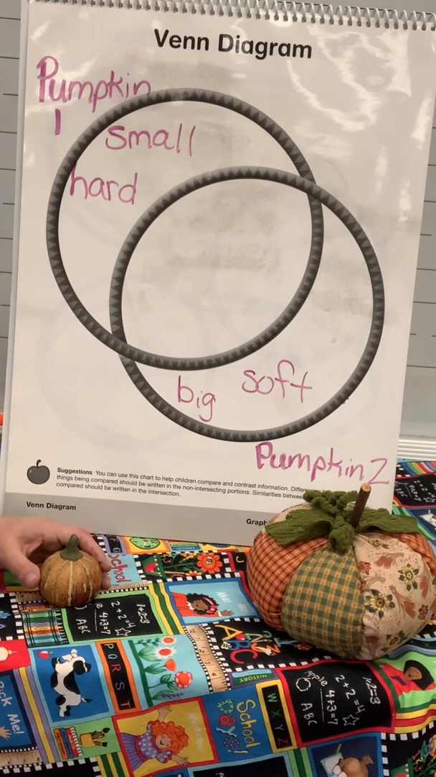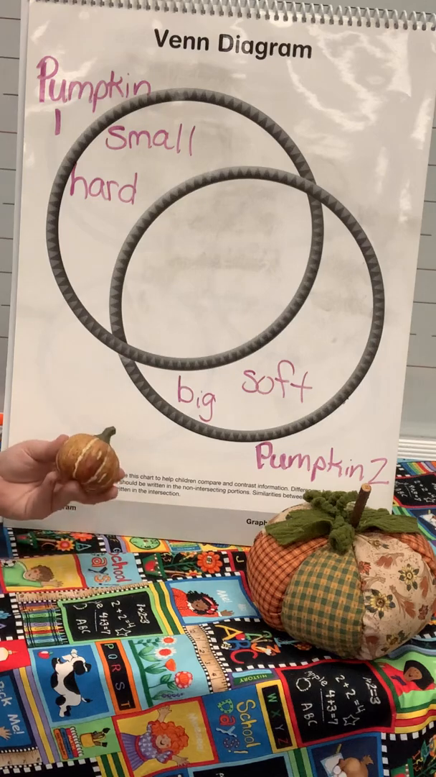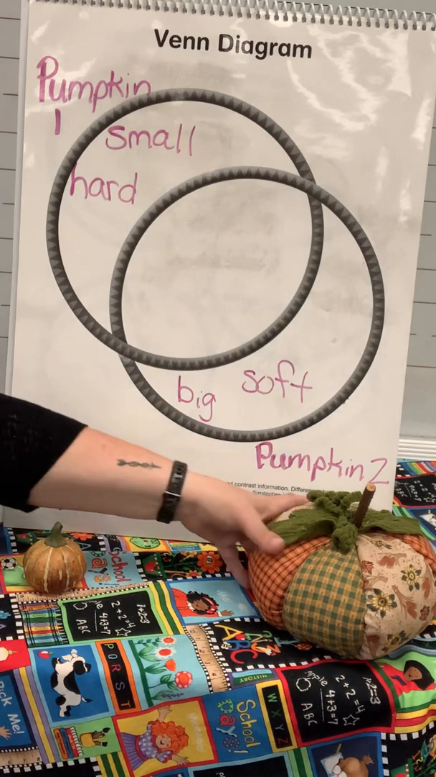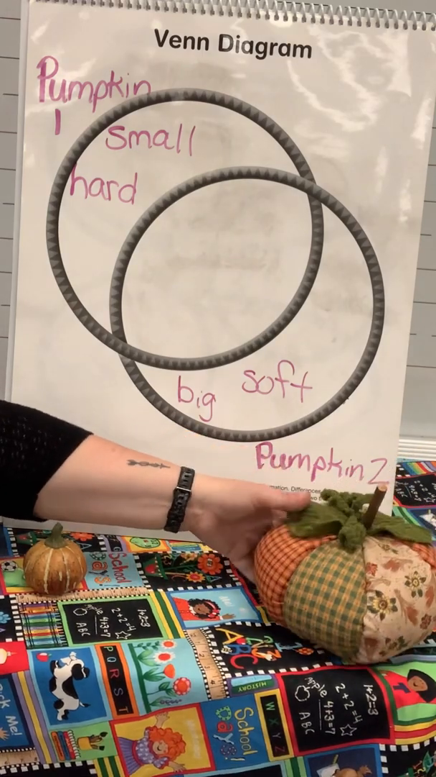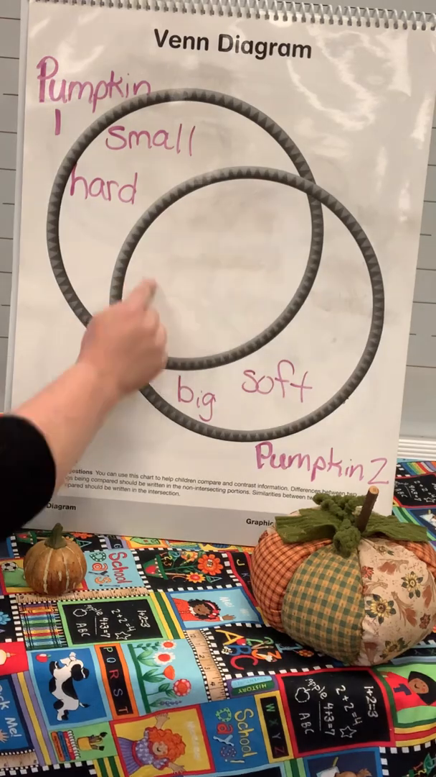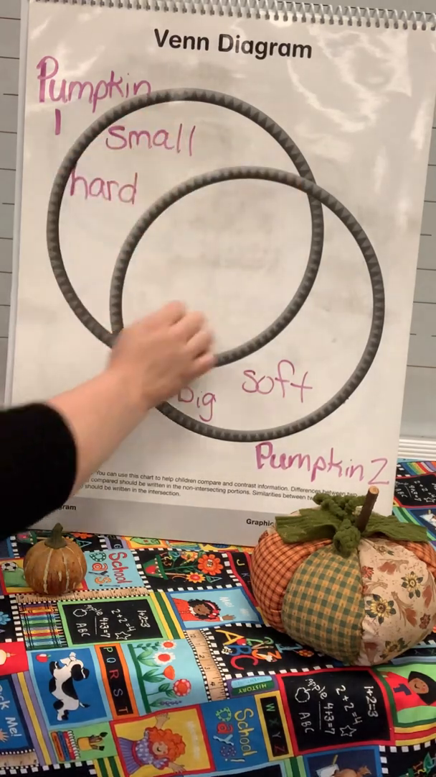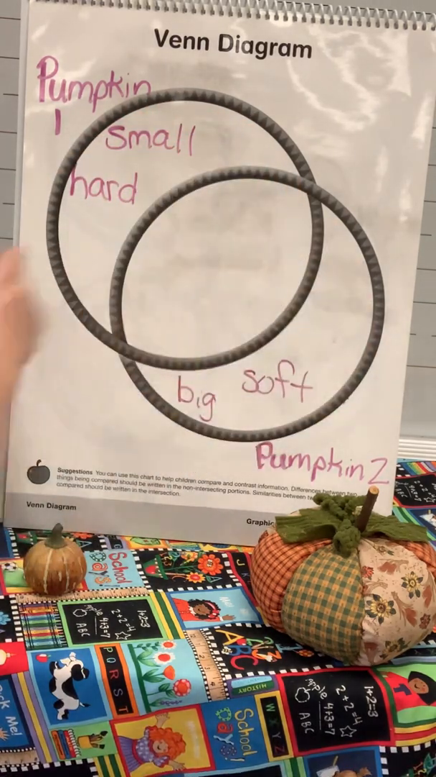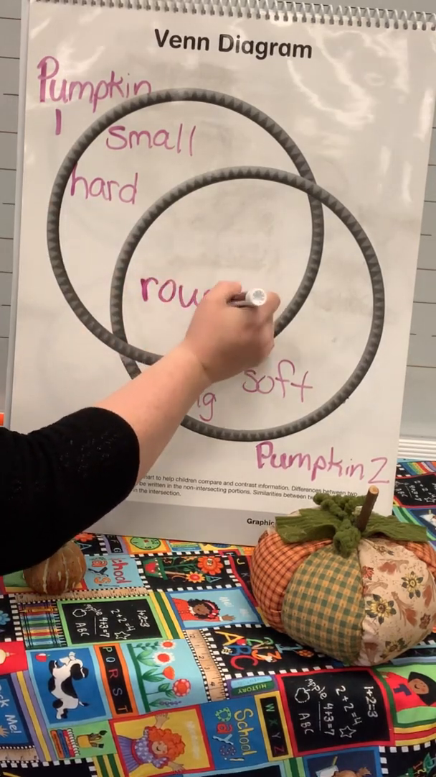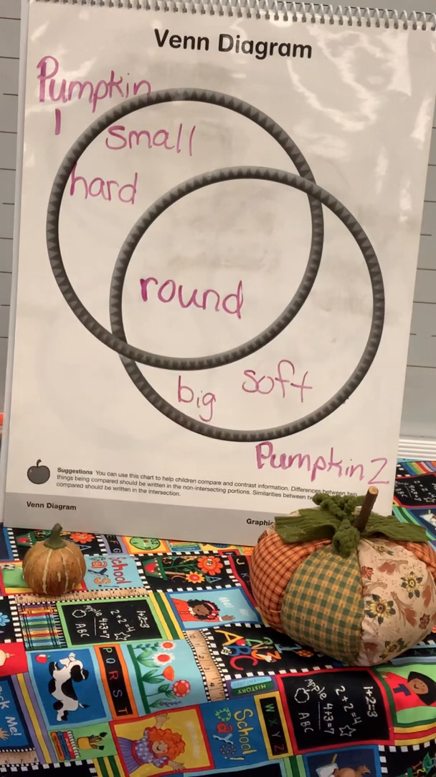Now, you know what I notice? This pumpkin is round, isn't it? It's round. Is this pumpkin round? Yeah, both pumpkins are round. So I'm going to put round in the middle because both pumpkins, pumpkin 1 is round and pumpkin 2 is round. So I'm going to put round in the part of the Venn diagram that talks about both pumpkins.